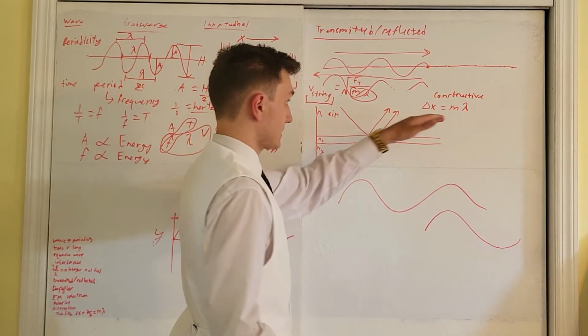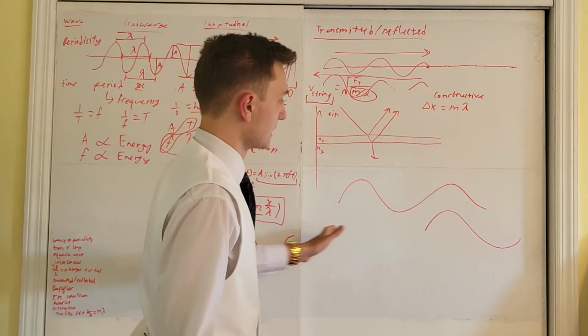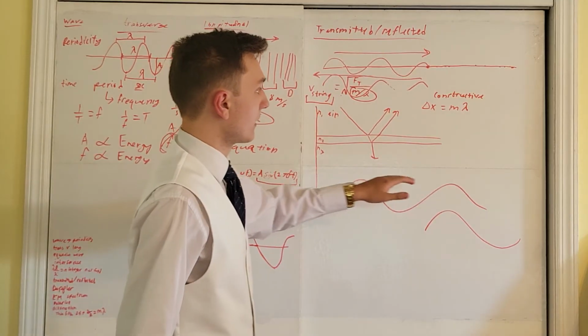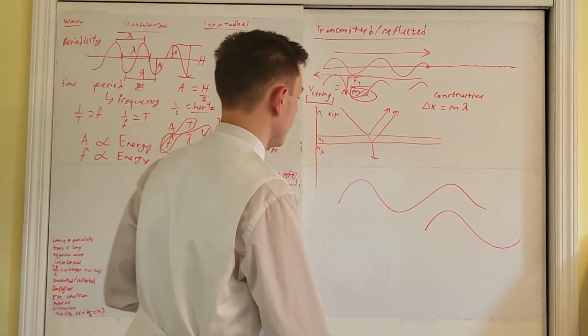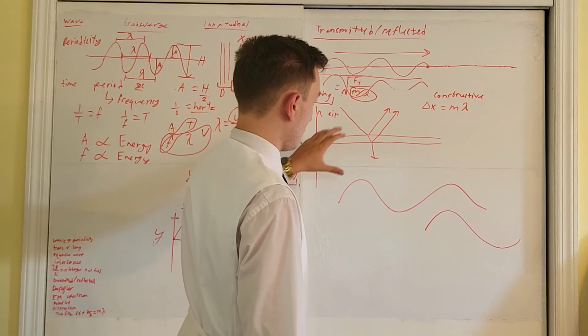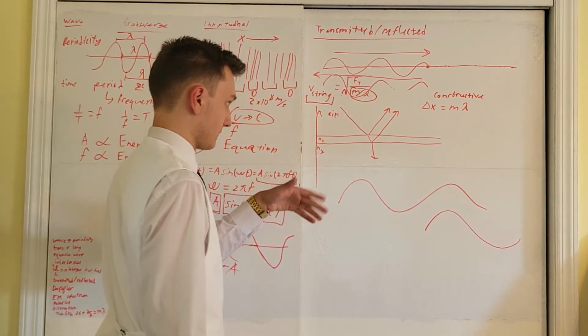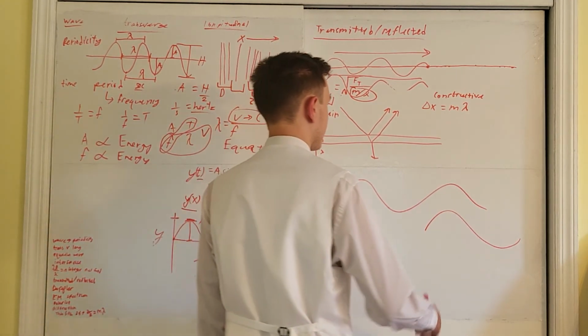So it needs to be a constant multiple of lambda displaced either to the right or to the left, where m can be 0, okay? That is the condition for all of the peaks, troughs to line up, and we get constructive interference.